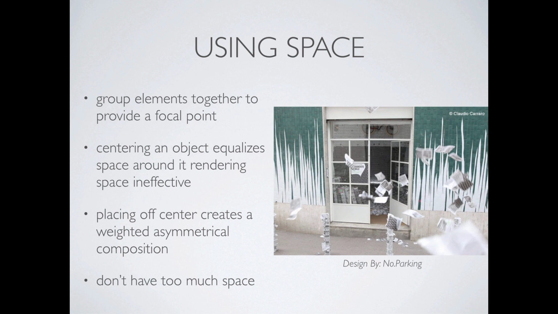If you group elements together with space around them, you're going to provide a focal point naturally. This is the spot that I'm supposed to look. If you center an object, it's going to equalize the space around it and negate all the space around it, making it relatively ineffective. That's why centering doesn't always work. If you place something off-center, i.e. rule of thirds, you create a weighted asymmetrical composition, which can be a very strong way of activating the space around. And don't have too much space around a particular object.